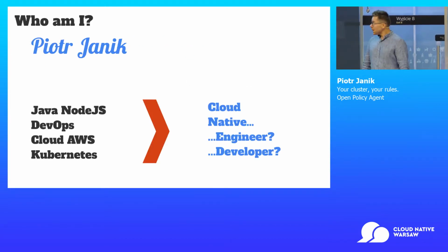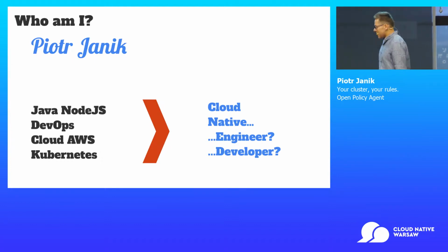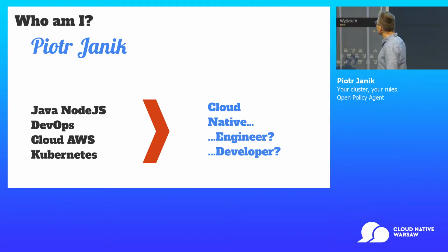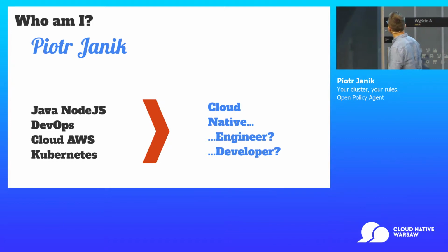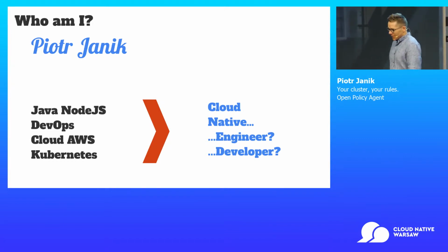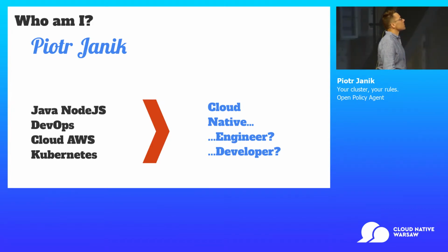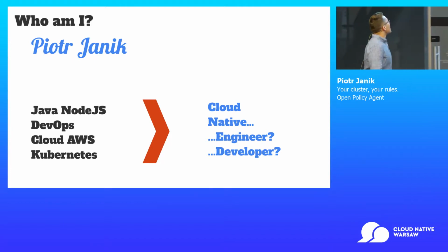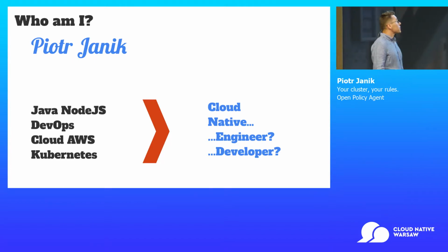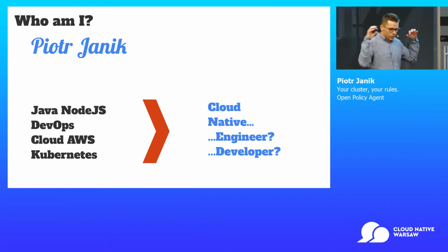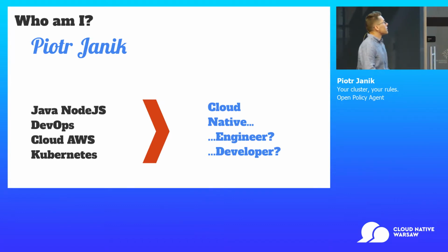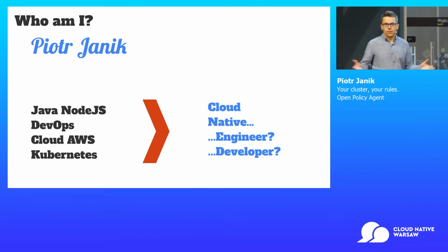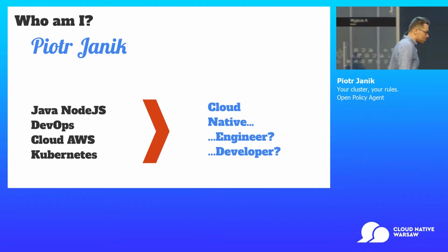So a few words about me. My name is Piotr. I used to be a Java developer, Node.js developer. For a couple of years, I've been a DevOps, and something went wrong. Okay, you're back. And for a couple of years, I worked with cloud, especially AWS, and lately Kubernetes. So when you bring it all together, put it in a blender, you get this funny name, cloud native engineer or developer, whatever you want. This is me.